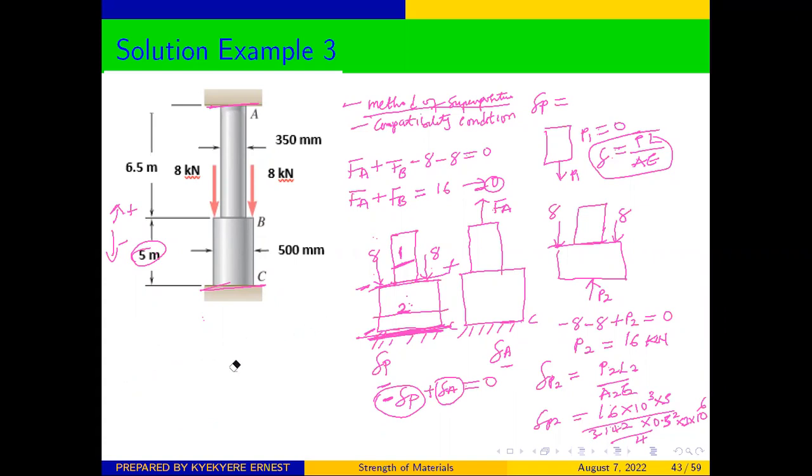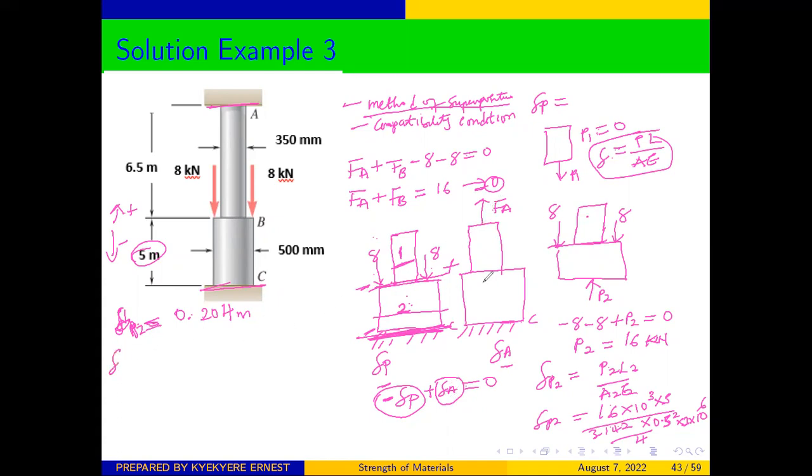So the deformation as a result of P2, delta P2, will be equal to 0.204 meter. Then once you have been able to get that, because we said that the deformation for P1 is equal to 0, this will be the total deformation for delta P. Then now we can calculate delta A, which is as a result of the reaction at A.